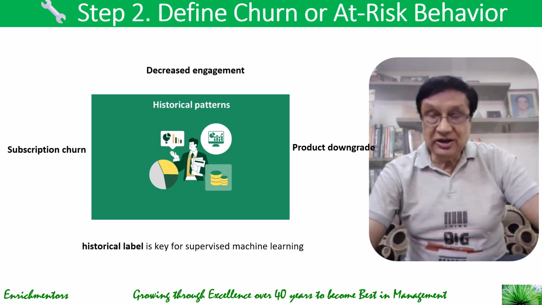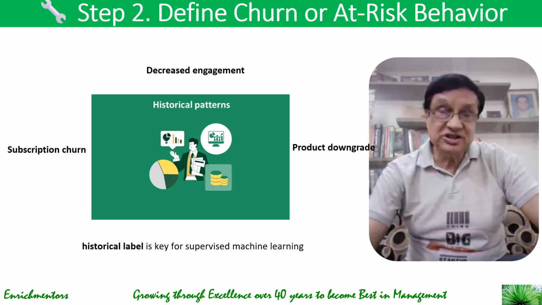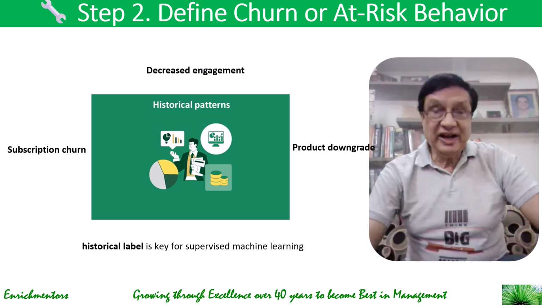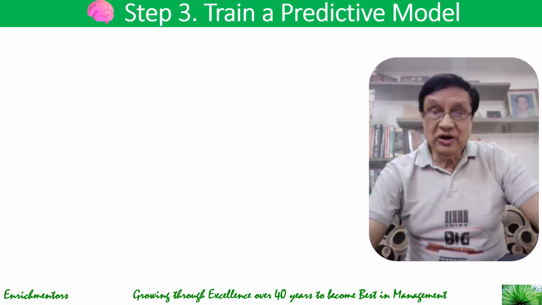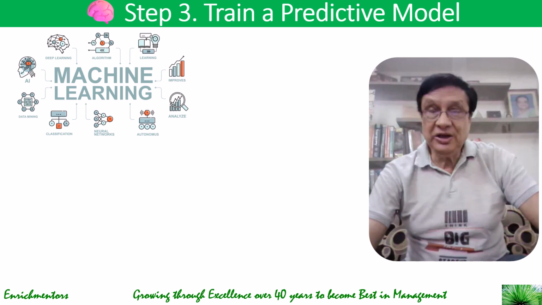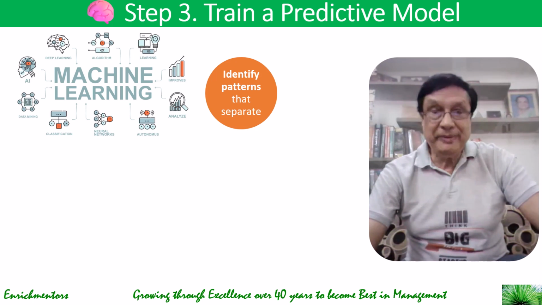Or it could be a product downgrade, moving from premium to basic plan. And this historical label is key to supervised machine learning. So this needs to be done well. So that is the first step in defining churn and at-risk behavior. Then you train a predictive model naturally. You use a machine learning model to identify patterns that separate at-risk behavior from the loyal ones.